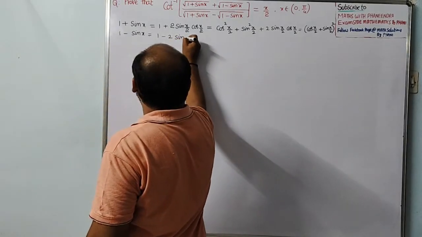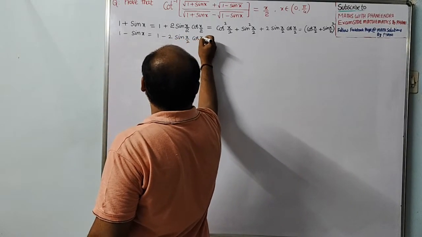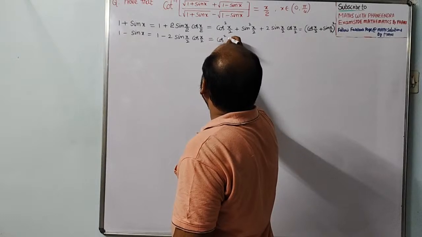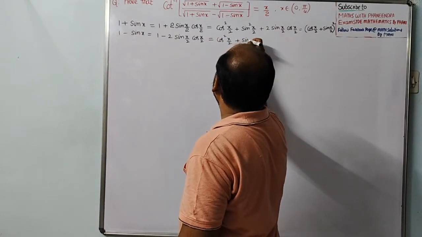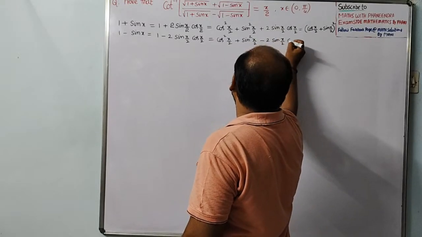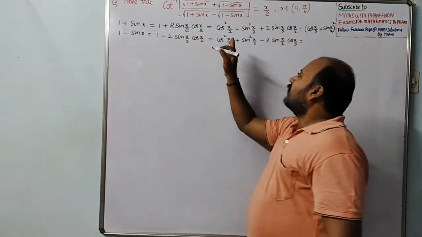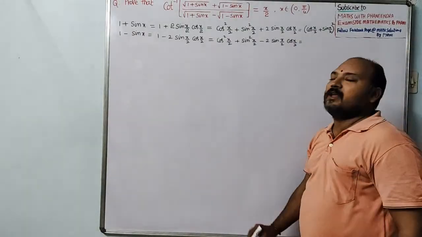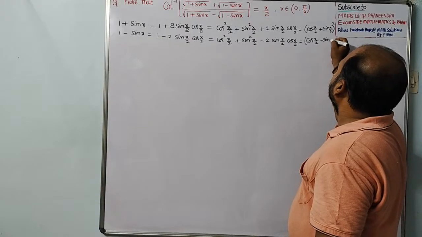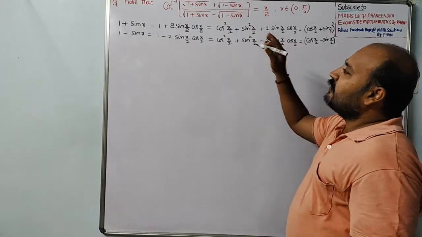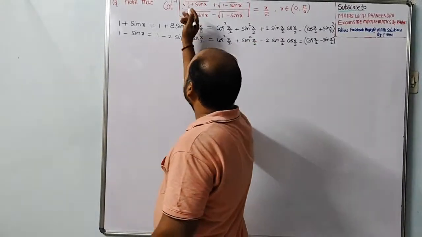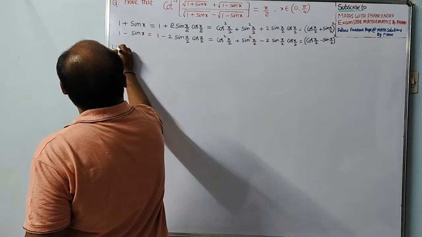Similarly, 1 minus sin x we can also write like this: 1 minus 2 sin x by 2 cos x by 2, which is equal to cos square x by 2 plus sin square x by 2 minus 2 sin x by 2 cos x by 2. Again it is in the form of a square plus b square minus 2ab, so (cos x by 2 minus sin x by 2) whole square. Wherever root 1 plus sin x and root 1 minus sin x are there, you have to replace with these values.